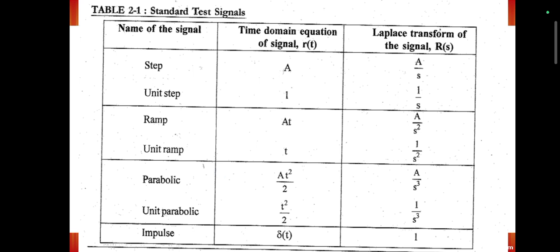This tabular column represents the relationship between step, unit step, ramp, unit ramp, parabolic, unit parabolic, and impulse signals, represented in the time domain and its transform. For step signal, A gives A by s, and 1 gives 1 by s. For ramp signal, A t gives A by s square, and t gives 1 by s square. For parabolic signal, A t square by 2 gives A by s cube, and t square by 2 gives 1 by s cube. For delta t, the Laplace transform is 1.